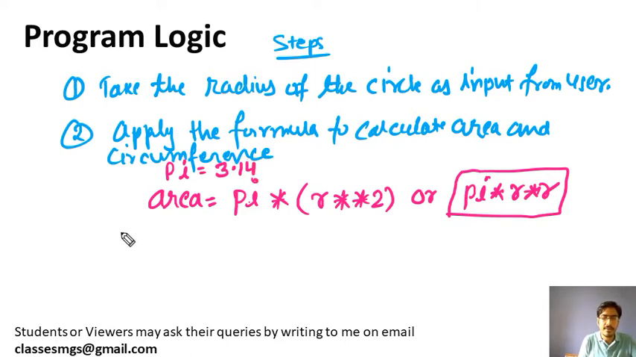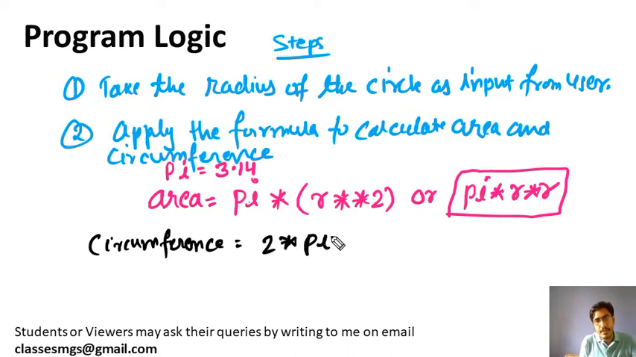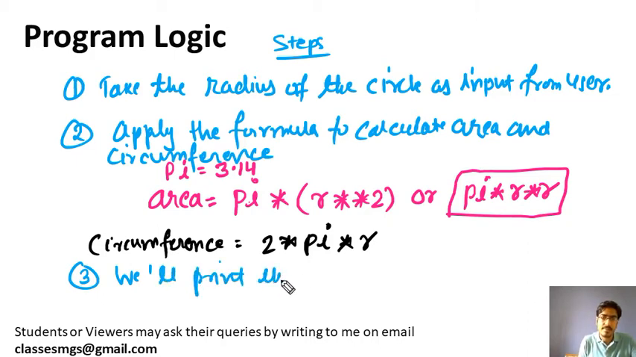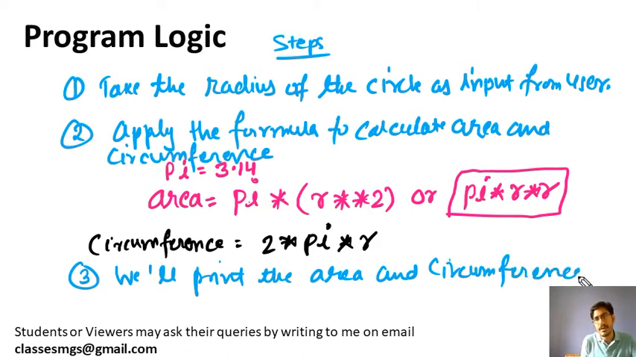Now circumference can be calculated similarly. Circumference is two into pi into r, like this we will write. Okay, in the last step we will print the area and circumference. This is how we will write the code.